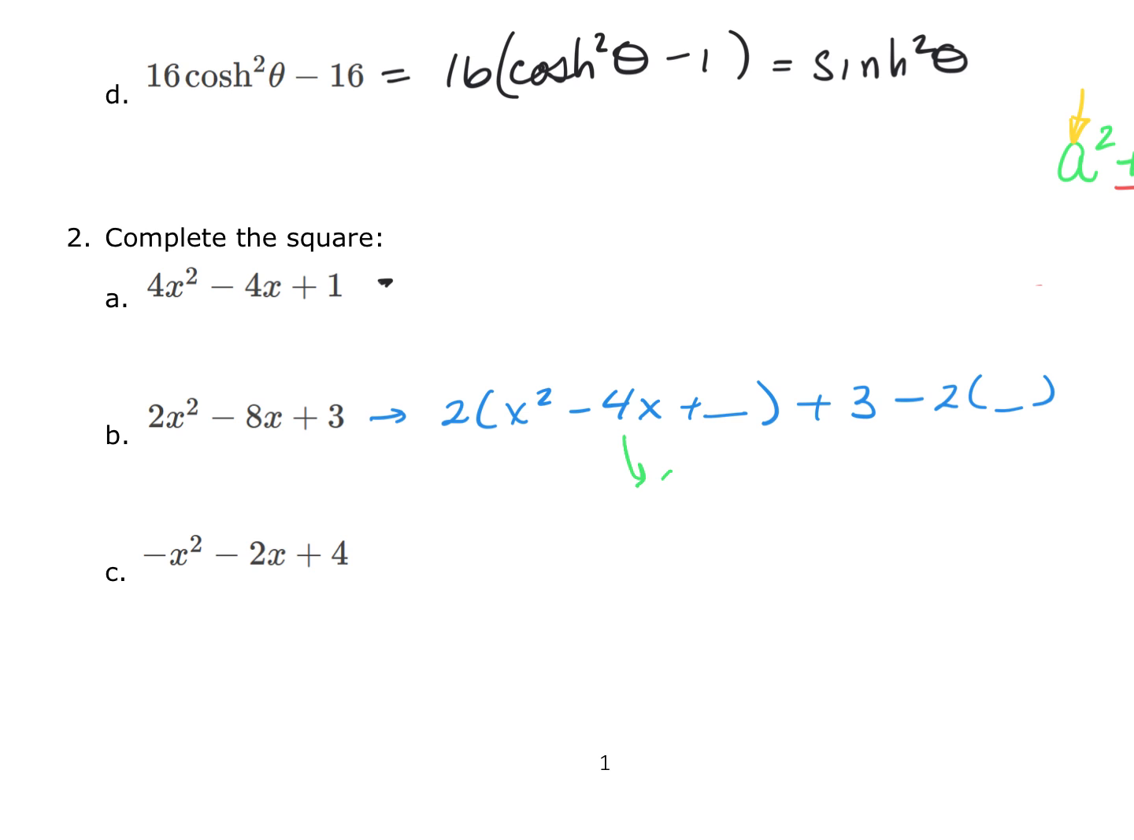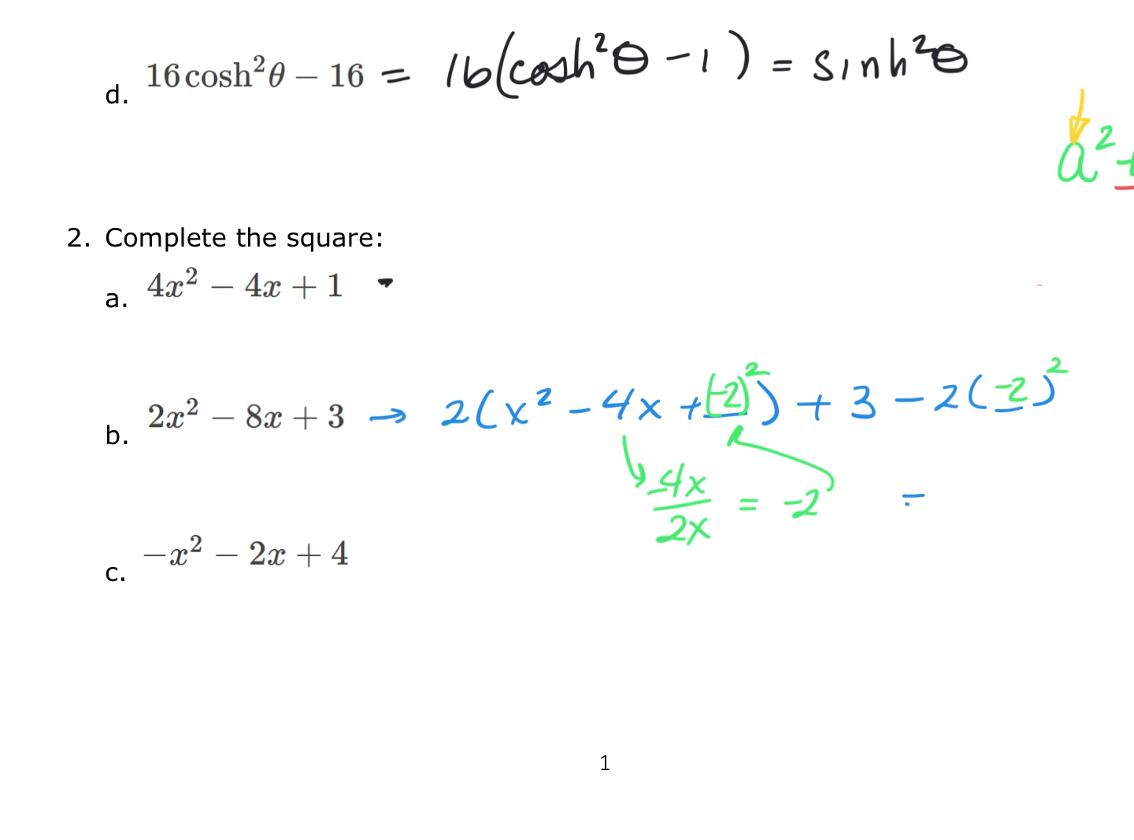Again, I like to take this negative 4x and divide by 2x, because my middle term is always going to be 2 times my first variable that I see, which is the x squared. This gives me negative 2. This is the value that's going to go here when I square it.